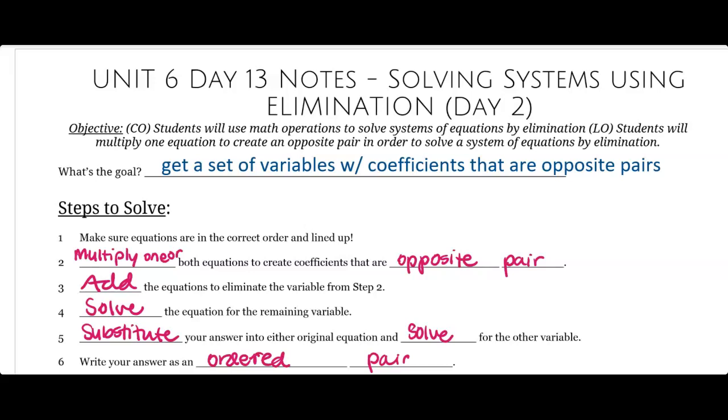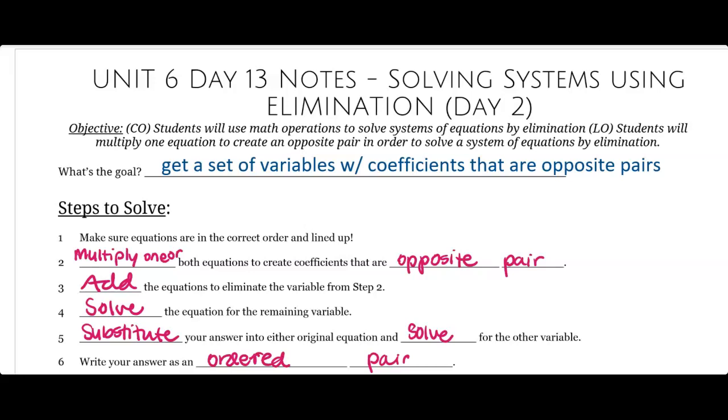So this is day 2 of solving systems by elimination. On day 1, we found that we needed to get an opposite pair. And in all those examples, we either had an opposite pair or we were just off by maybe a negative. Today, we're going to look at what happens when it needs a little bit more than just multiplying by a negative. So our goal is still going to be the same.